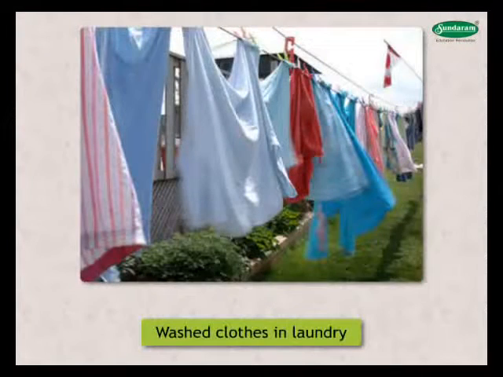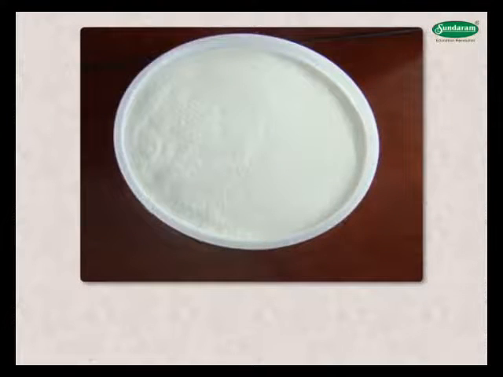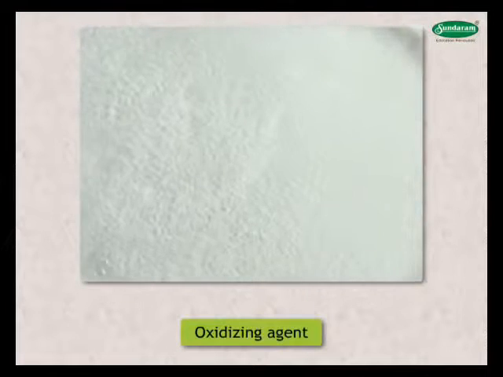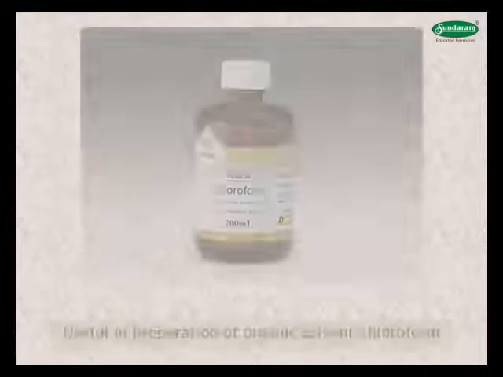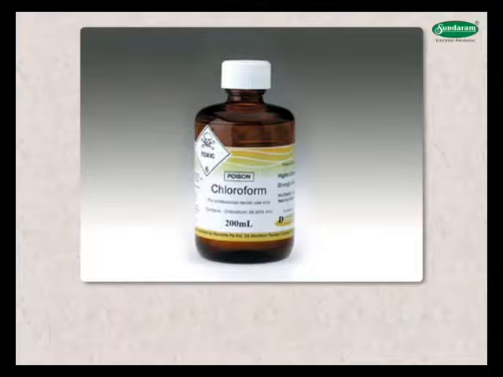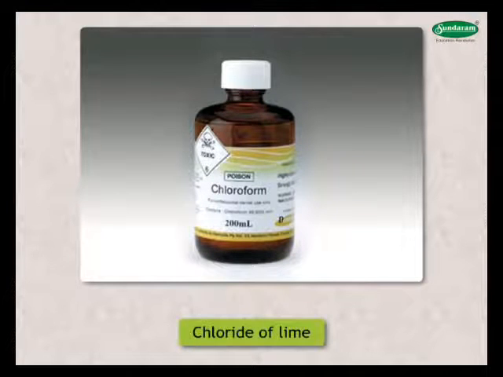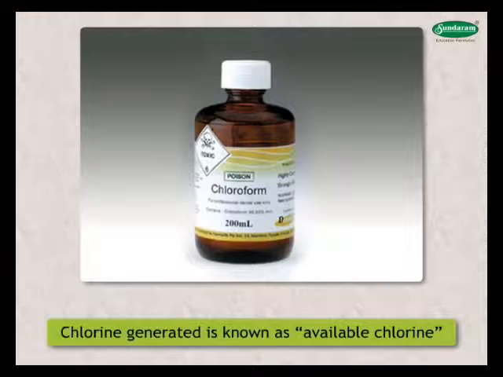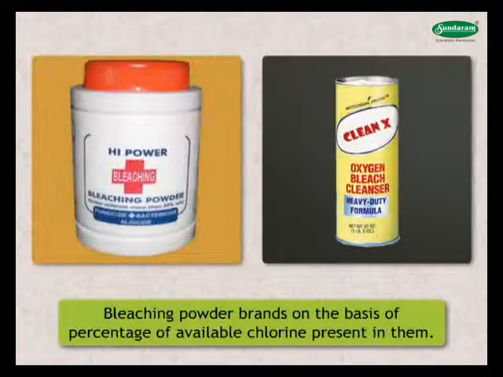washed clothes in laundry. Bleaching powder acts as an oxidizing agent in many chemical reactions and is useful in the preparation of the organic solvent chloroform, which is also used as an anesthetic. Bleaching powder is also known as chloride of lime, and the chlorine generated is known as available chlorine. The bleaching powder brands available in the market are classified on the basis of the percentage of available chlorine present in them.